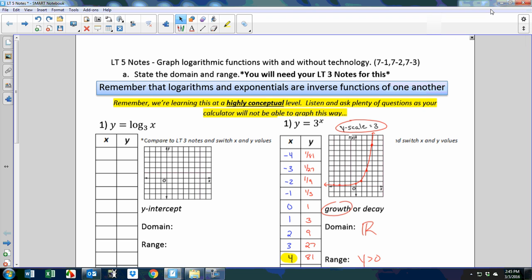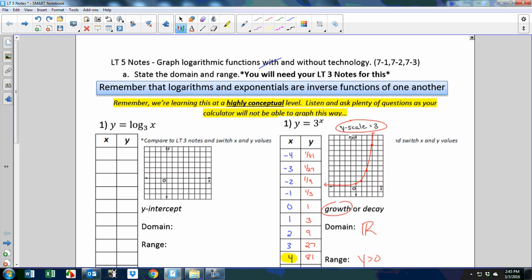Videos for target 5, graphing logarithmic functions, with and without technology. We're really not going to do anything with technology, since some of your calculators won't be able to graph these. They don't have the appropriate function, TI-83s and so forth. So I'm going to teach it so that you don't need the calculator. We might do a little bit with the calculator in class, though.